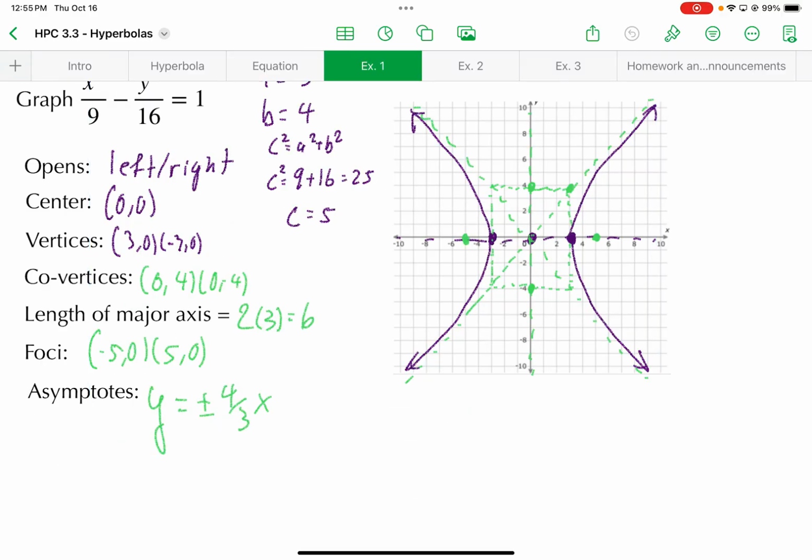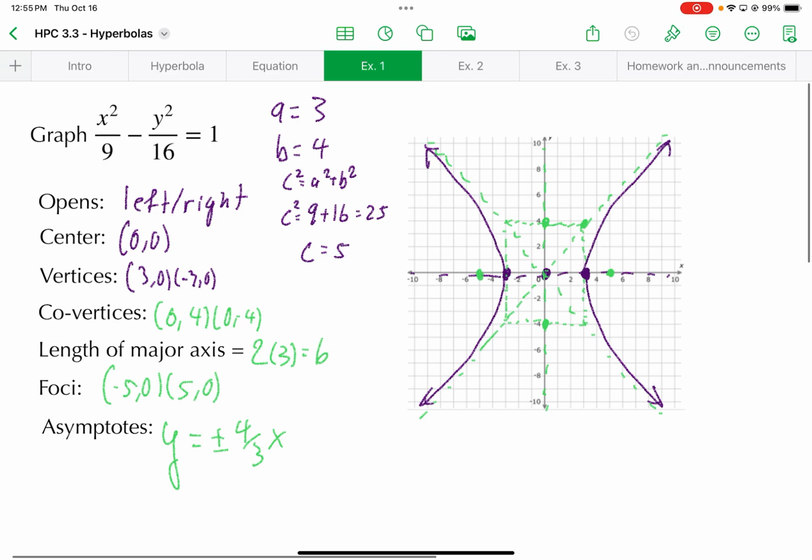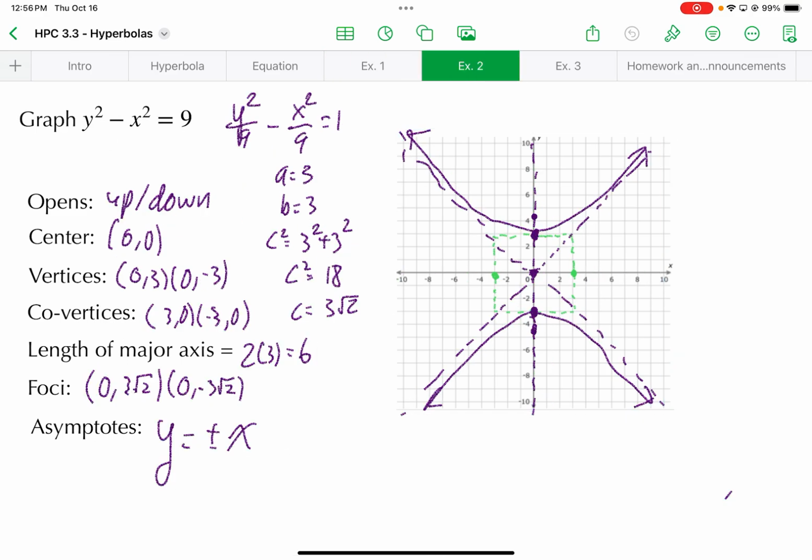So we did a basic one where we just picked out our values and then put them in a graph. And then this one required us to do a little bit of work because we had to divide by 9 on both sides in order to figure out what those values were going to be. By the way, how do I know that this isn't a circle? It's negative between the two, right? When you guys take your quiz, if it's positive, it's going to be a circle, okay?